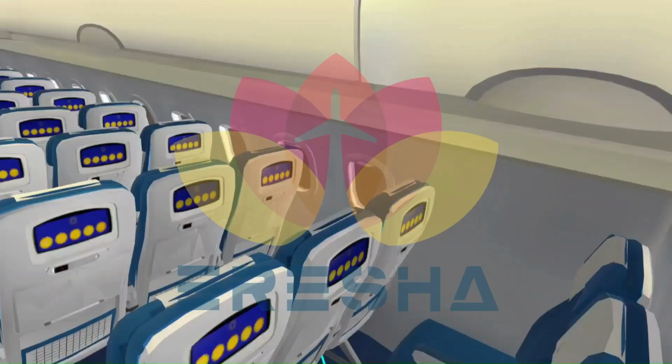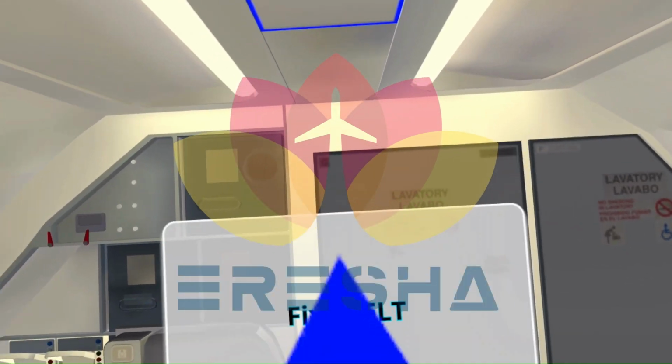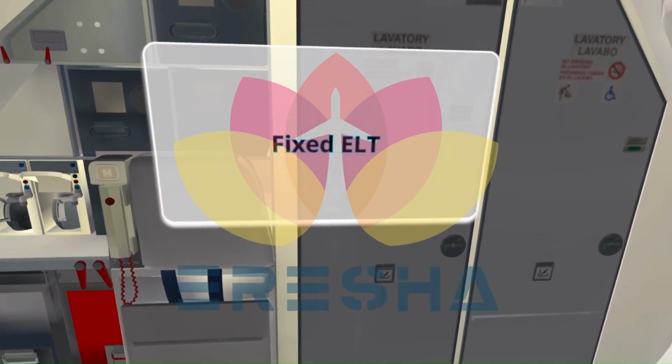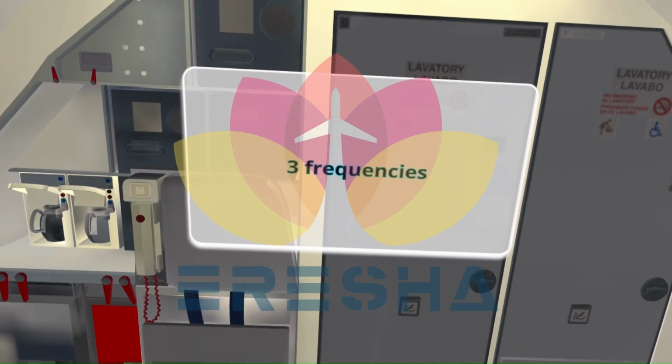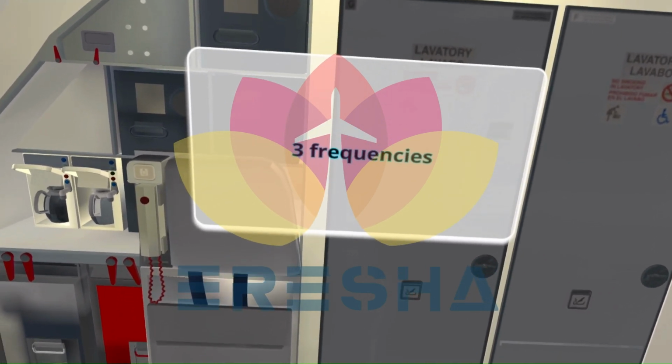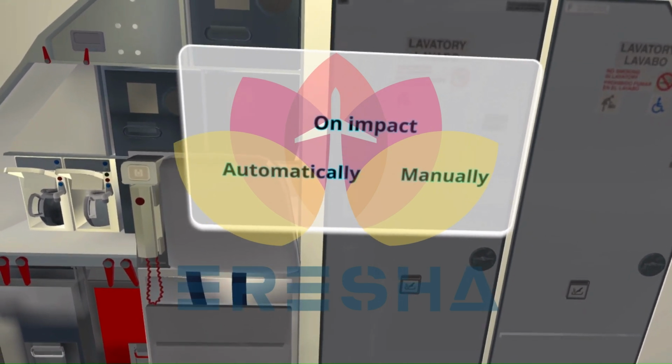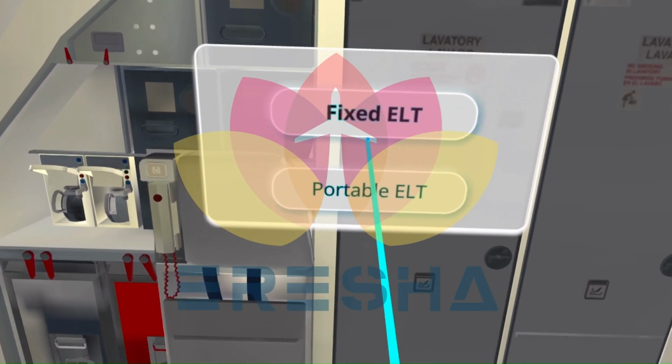Look at the aft galley area. Look at the ceiling above. This ceiling panel houses the fixed ELT. An ELT is an equipment on board that broadcasts signals on 3 different frequencies. These signals are emitted during an impact automatically or manually. Let us learn about each one in detail.